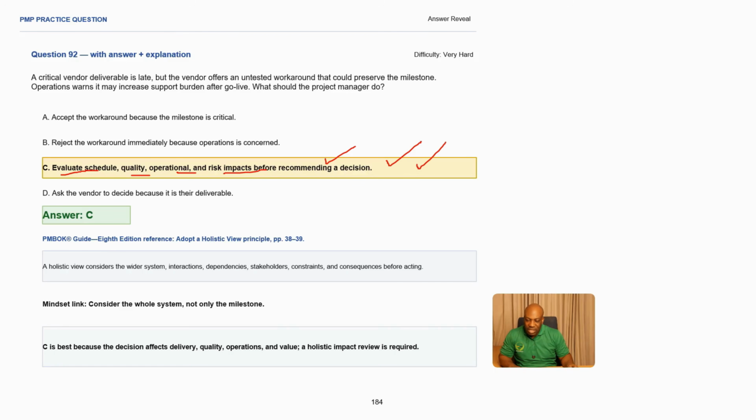Because this workaround has not been tested before, you need to evaluate it. And the operations team is also warning you that it might burden them after go-live. So it's very important for you to evaluate the schedule.